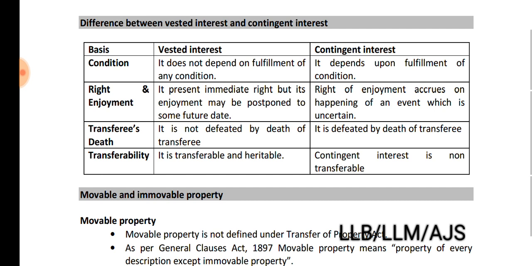Then comes transferability. Vested interest is transferable and heritable, which means the owner can transfer it, as well as it is heritable. But contingent interest is non-transferable. It cannot be transferred, as it depends upon fulfillment of a certain condition, and it does not create a present immediate right. That's why it is not transferable.